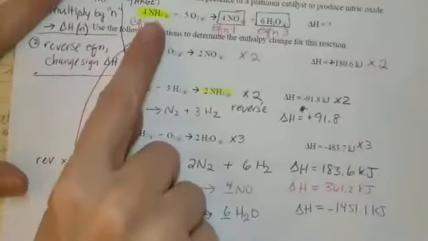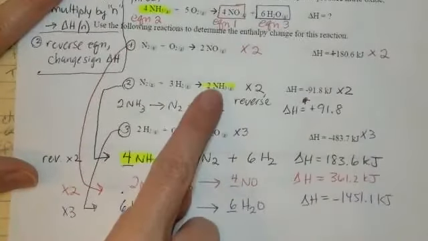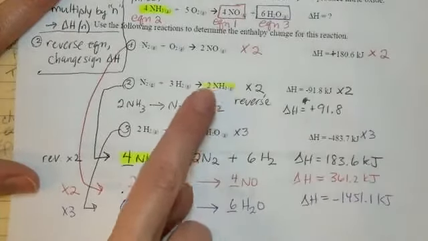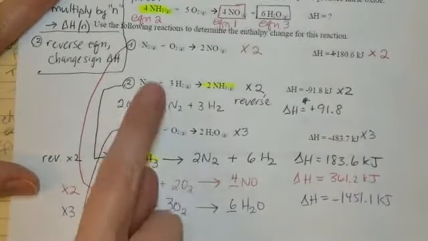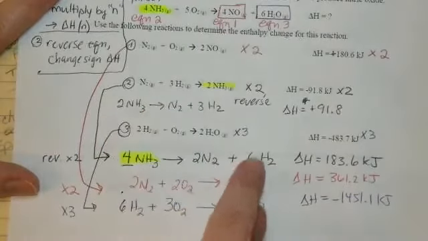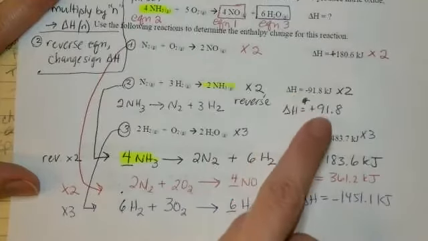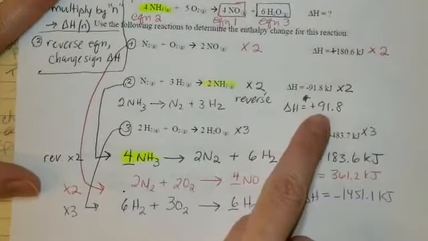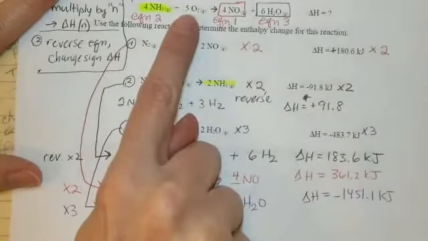I like to go back at this point and double check everything really quick. We decided that the 4 ammonias was going to come from equation 2, right? And so what we did with equation 2 is we flipped it, reversed it, and multiplied by 2. So 2 ammonias became 4, 1 nitrogen became 2, 3 hydrogens became 6, and we took that negative, turned it into a positive, and then multiplied it by 2. So positive 91.8 times 2 was 183.6. The oxygen we said we'd worry about later.